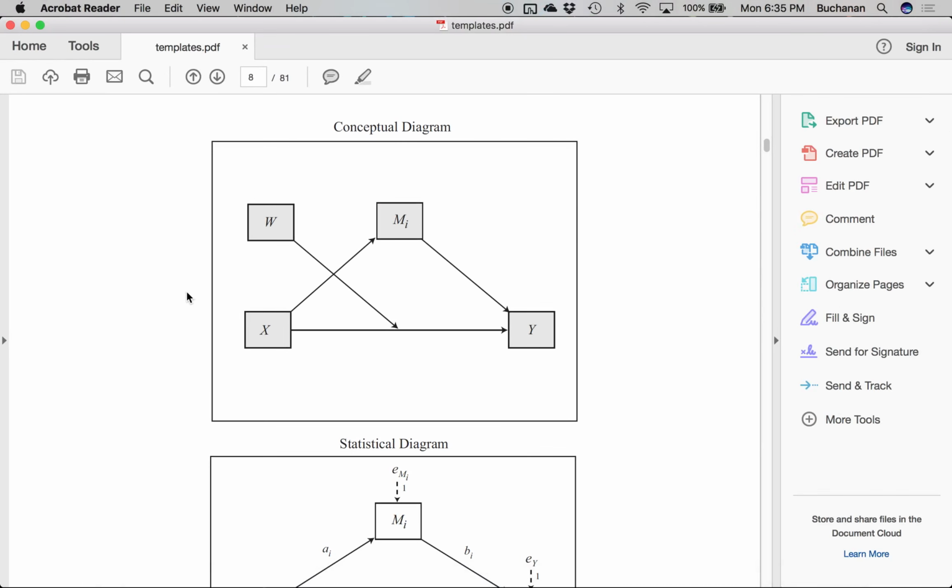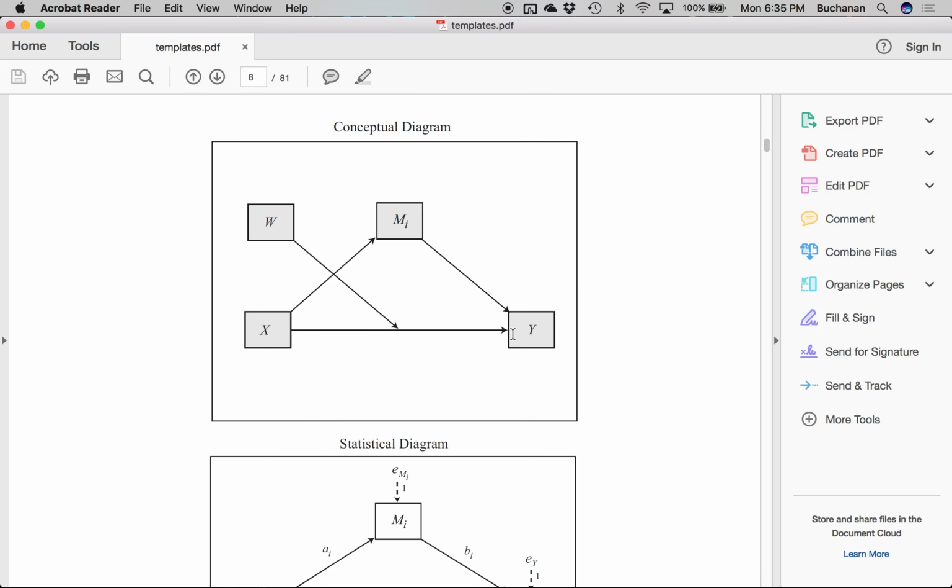So what we're really doing is looking at this particular conceptual diagram. This is the templates PDF that comes with PROCESS that shows you all the different possible options. This is actually model 5. I just think it's a great picture to show you what we're going to be working on. We think there's some sort of mediation between X and Y, given by M here, but that there's an interactive effect of W on the C path.